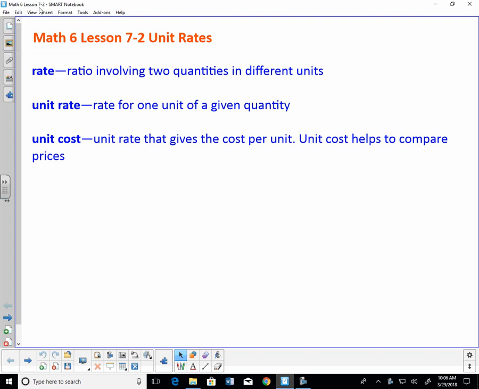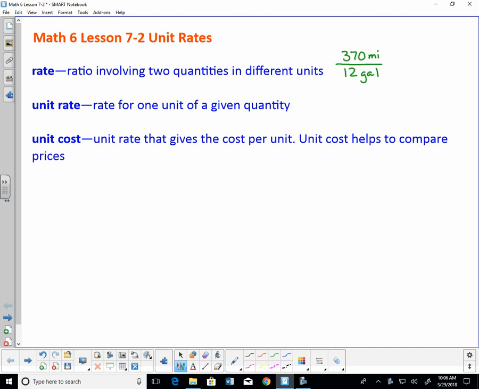This is Math 6, Lesson 7-2, Unit Rates. A rate is a ratio involving two quantities in different units. For example, I might say that I can drive 370 miles on 12 gallons of gas. So if I had that, it would be 370 miles on 12 gallons. Those are two different units, miles and gallons.